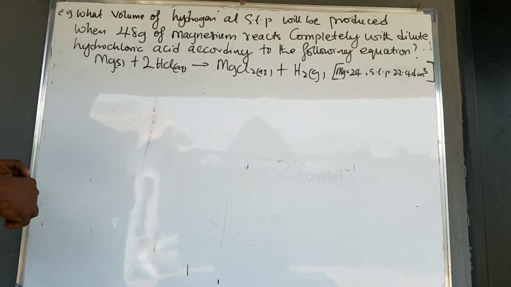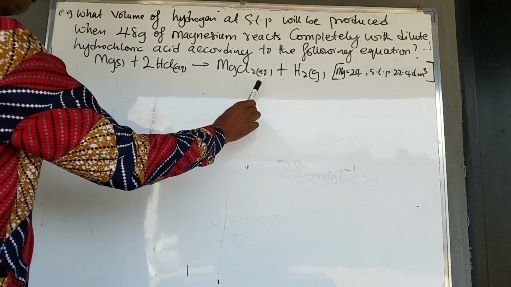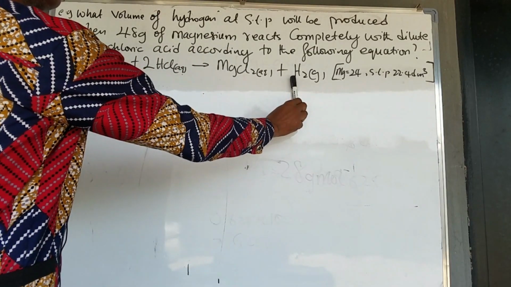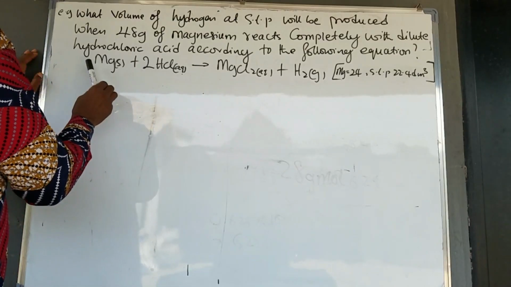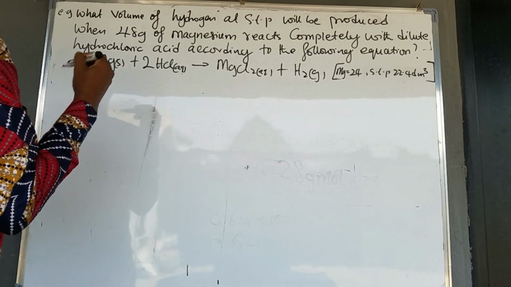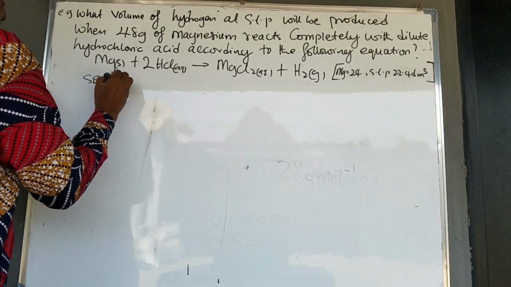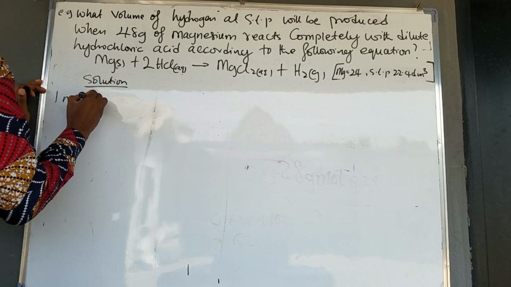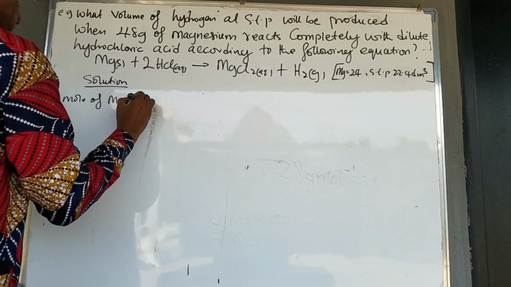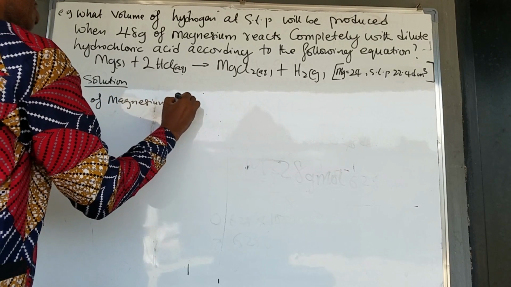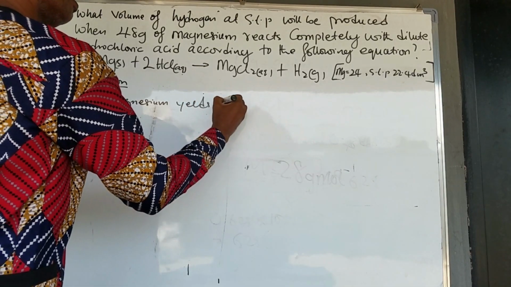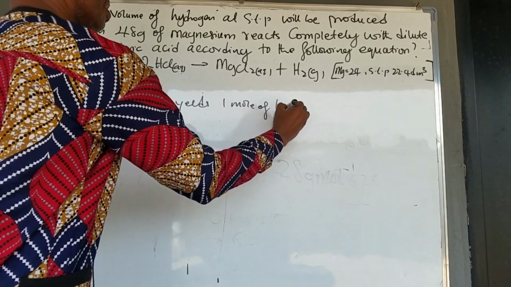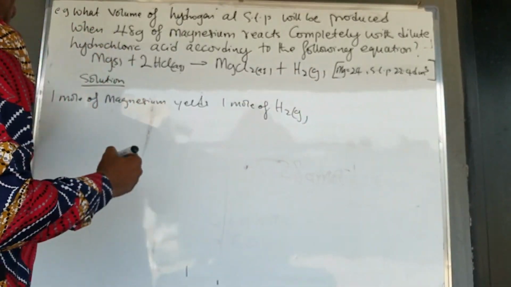Now, if you look at the reaction there, what important thing you must know is that this equation is given to you to check the number of moles. Now, what volume of hydrogen is 1 mole? And what was the magnesium? Also 1 mole. In other words, in solving this, it's interesting to make a chemistry statement, like we said, 1 mole of magnesium yields 1 mole of hydrogen gas, according to the equation.